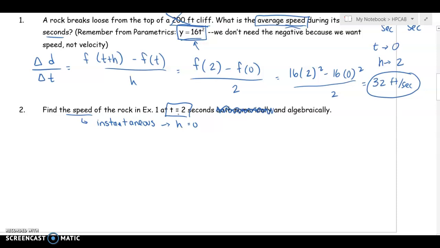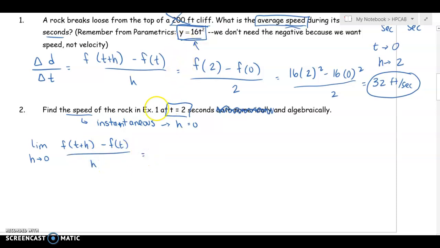The problem is we cannot do it like the problem up above, because if we were to make h equals 0, it would be undefined. So when you're dealing with instantaneous speed, you're going to have to do the limit. Okay, we're going to find the limit as h approaches 0, because at 0 it's undefined. So the limit as h approaches 0 of f of t plus h minus f of t all over h.